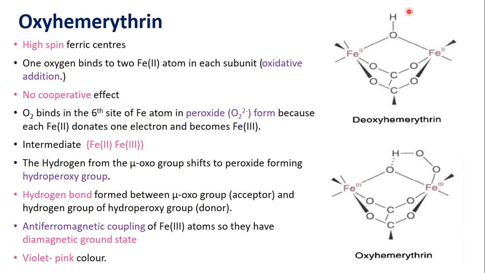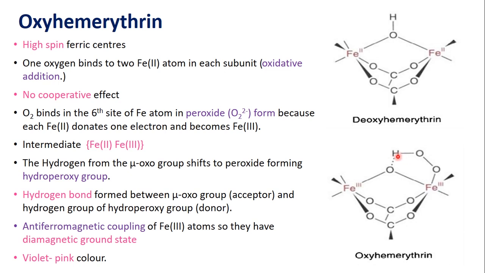The molecular oxygen initially contains 12 valence electrons, that is O2. Later it accepts 2 electrons and is converted to O2 2-, that is, now it contains 14 electrons, the peroxide form. Initially the peroxide is bound to the 6th position. Later the hydrogen of this mu-oxo group shifts from here to this peroxide group, so that it forms a hydroperoxy group, that is HO2-. The hydroperoxy group is the ligand present in the 6th position.